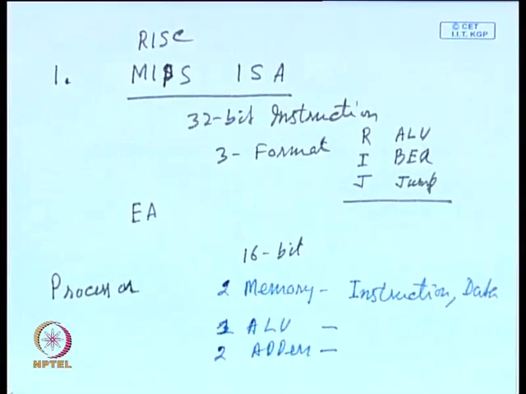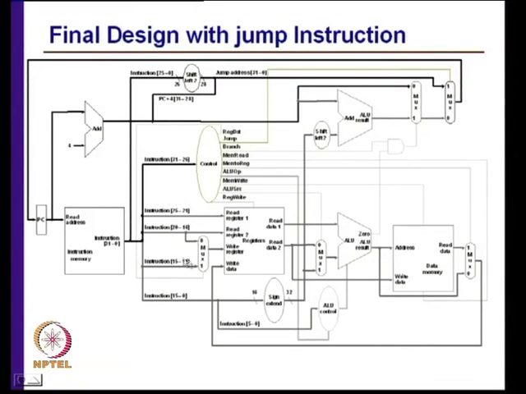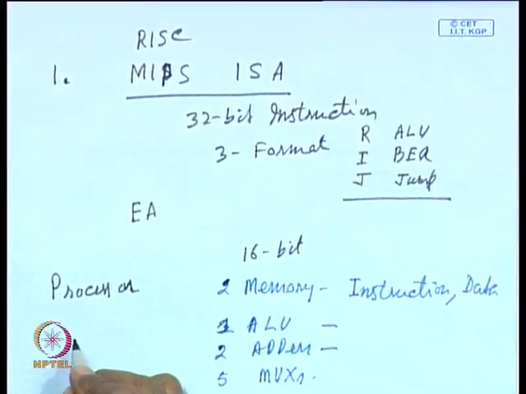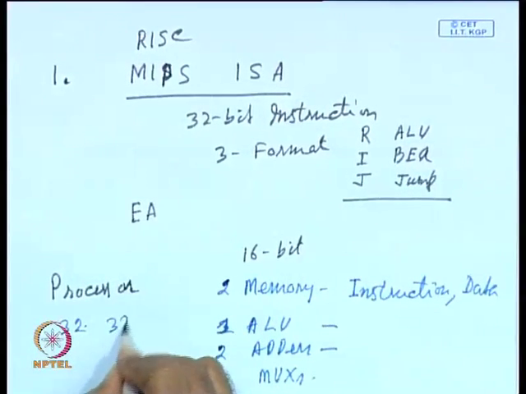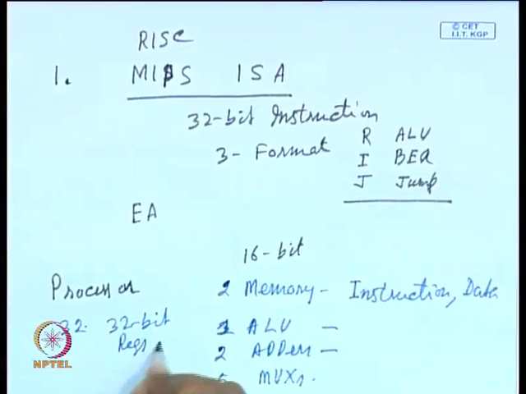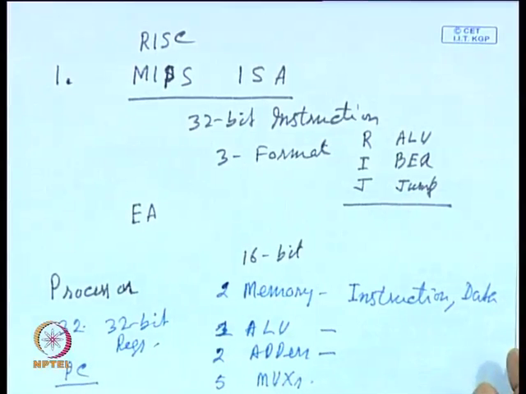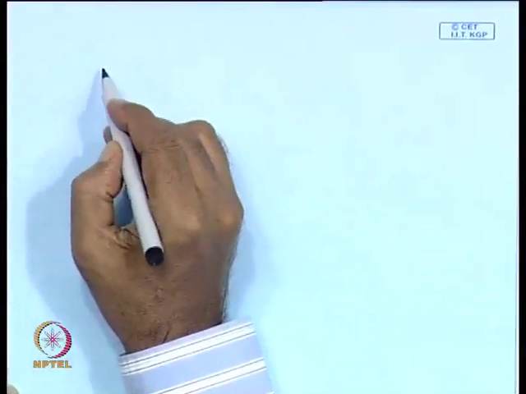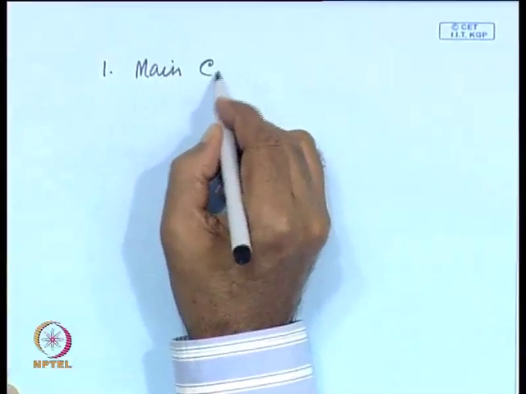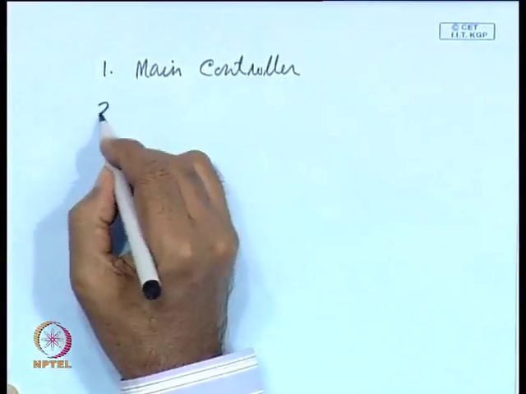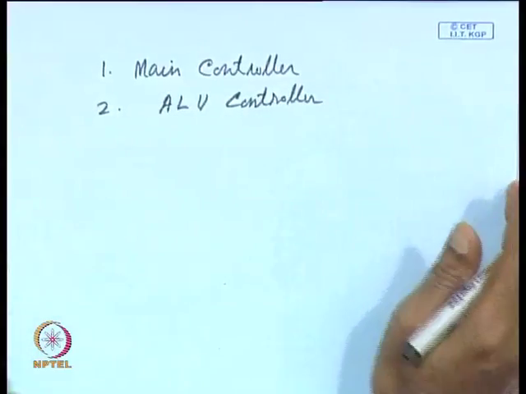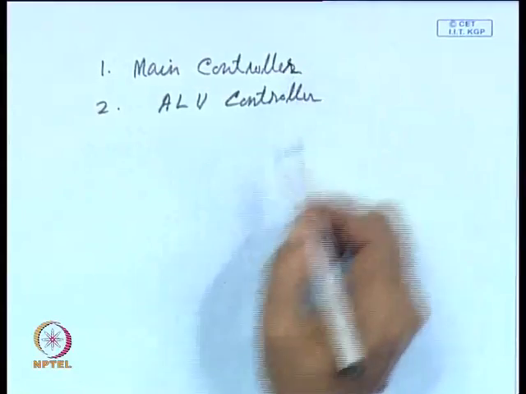You will require how many multiplexers? You can see here 1, 2, 3, 4, 5. 5 multiplexers. And of course, in addition to 32 bit registers, you require another special purpose register, that is program counter. And this is the data path that is required. And we have implemented the controller by using two different controllers. Number one is the main controller, and second, we have used one ALU controller. So, the main controller and ALU controller together control the entire data path.